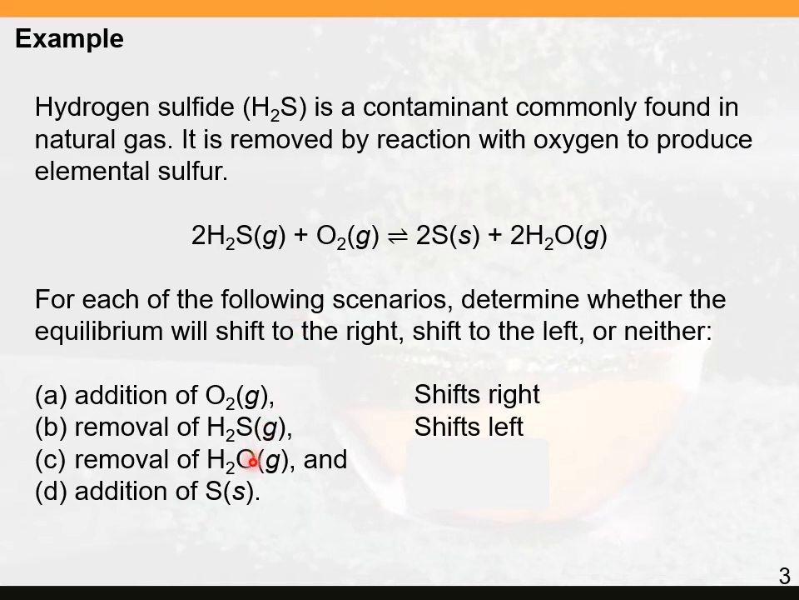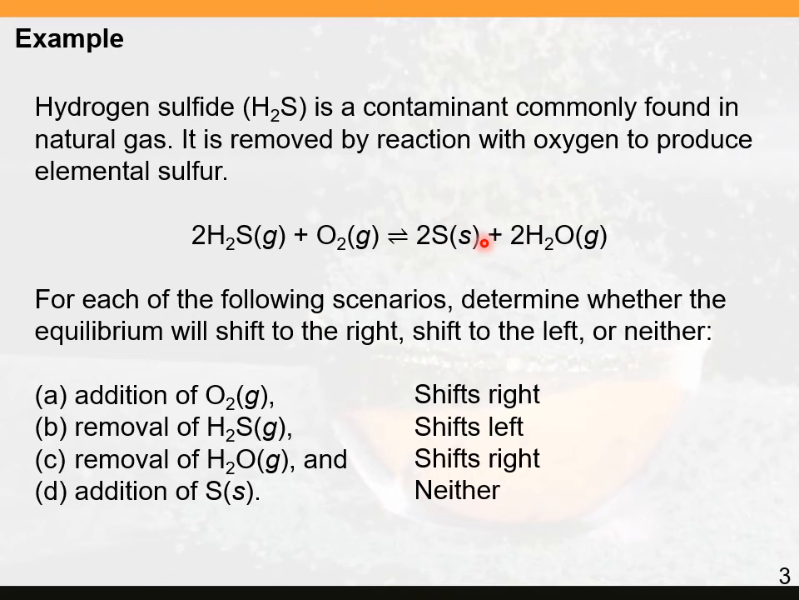If you remove water vapor, that means you're removing from the product side. The system will shift towards that side to make more of it. It will shift right. How about the addition of sulfur? Because sulfur is a solid, it will not affect the equilibrium, and its addition is not going to cause a shift.